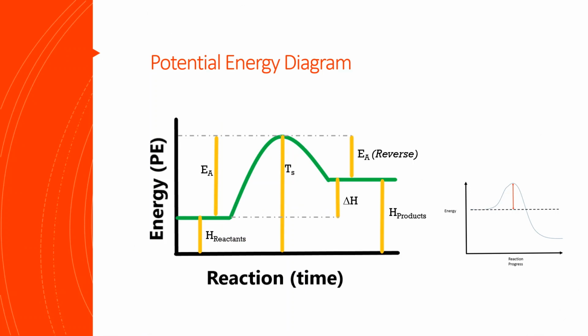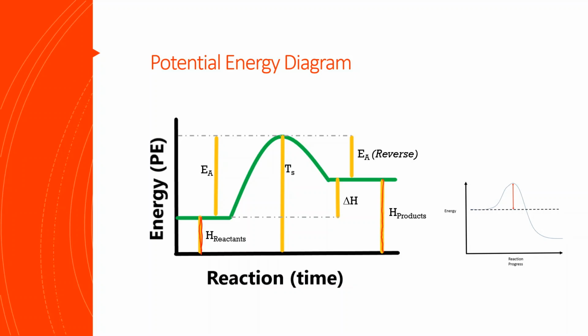So here we have a potential energy diagram. I, in fact, did actually make this potential energy diagram. Isn't it beautiful? So let's talk about these things one at a time. On the left right here, we have the enthalpy of the reactants. On the right, we have the enthalpy of the products.